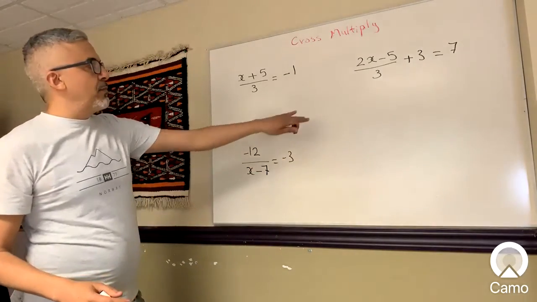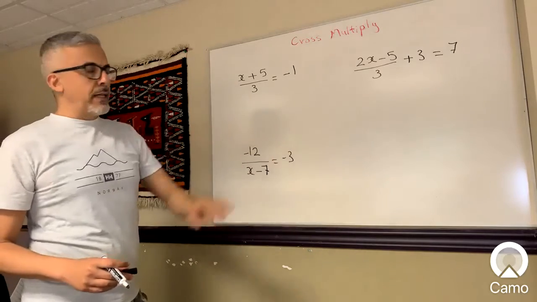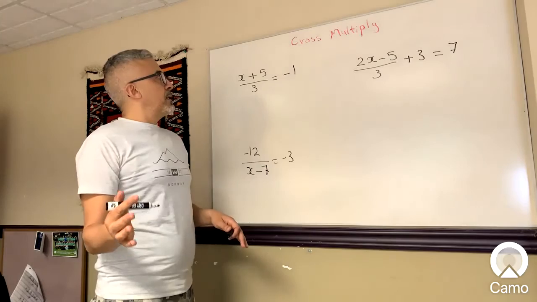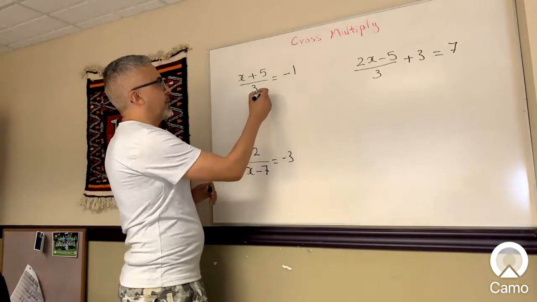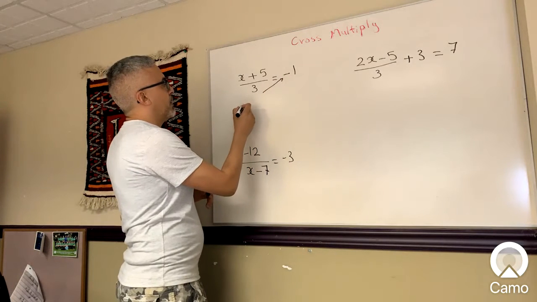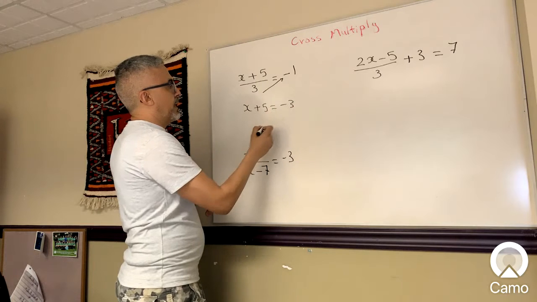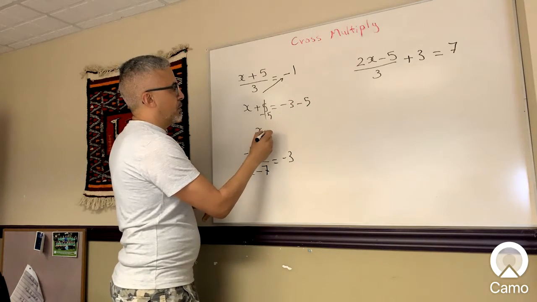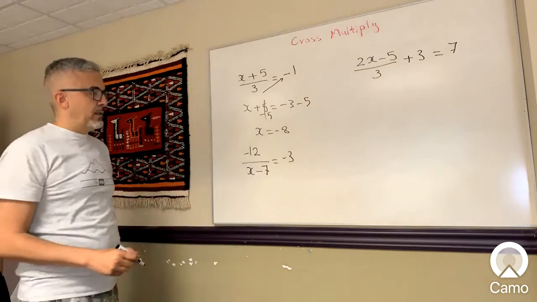So here's 3 more questions that we'll do, and then we'll finish this. They look a little bit more complicated than the other ones, but the same procedure applies. So cross multiplying. Here you could cross multiply the 3 right away into the -1. You get x plus 5 equals -3, and then just take away 5 from both sides. And x equals -8.